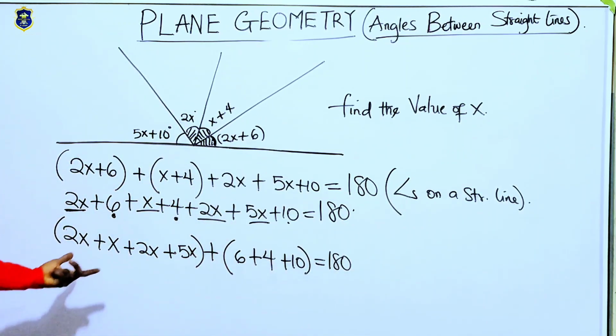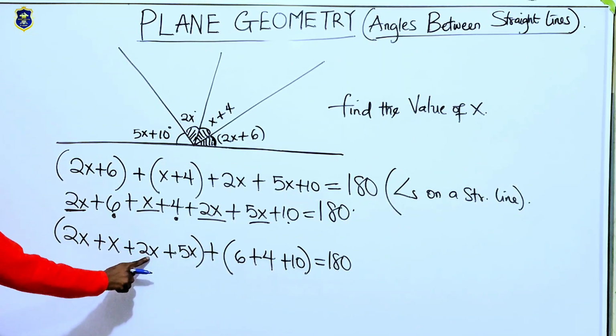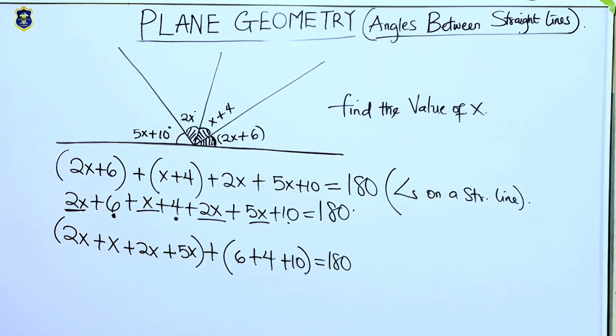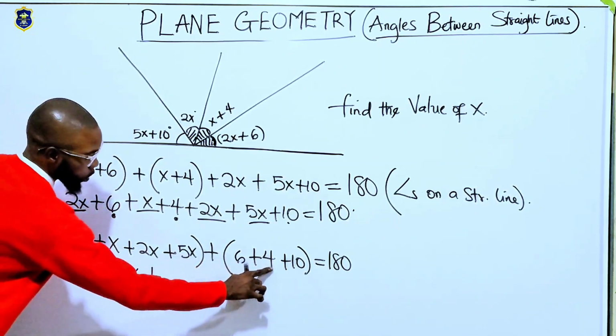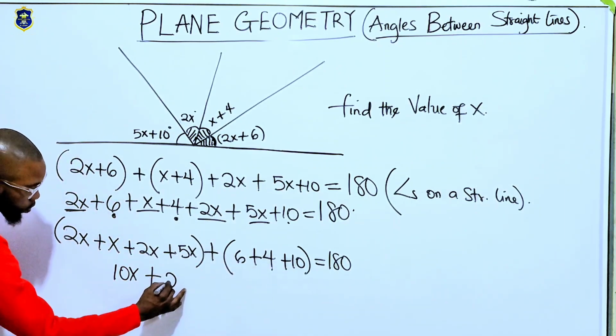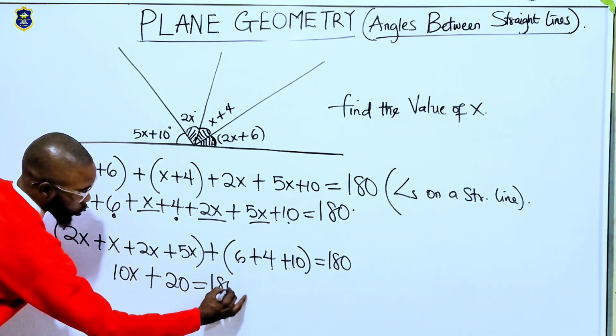Collected like terms. Now you see the ones that have x are in one bracket. So 2x plus x is 3x. 3x plus 2x is 5x. 5x plus 5x, that's 10x. So we have 10x plus what? 6 plus 4 is 10, plus 10 is 20. So plus 20 equal to 180.